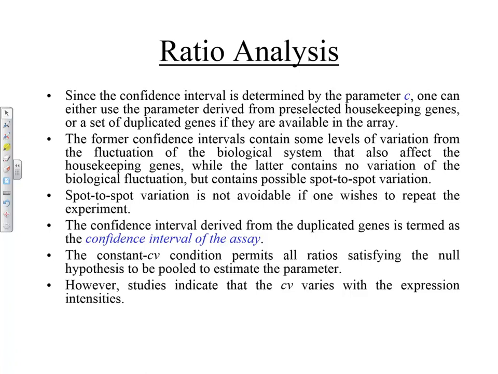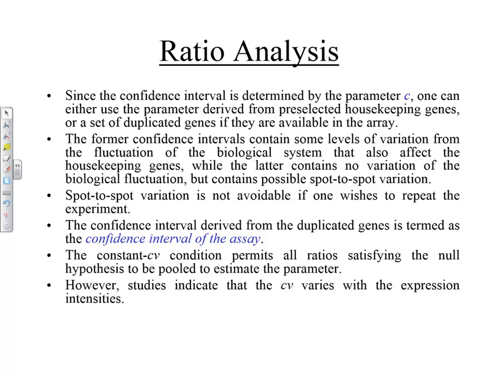On the other hand, if you have duplicated genes, not housekeeping genes or genes that respond, but genes duplicated at 2 different locations, the expectation is that you should get the same response. But it might be different because of spot-to-spot variation on the microarray. So while the latter, that is if you use duplicated genes, will contain no variation of biological fluctuation, because this is the same gene that has been duplicated, it will probably contain some variation between different spots on the microarray.